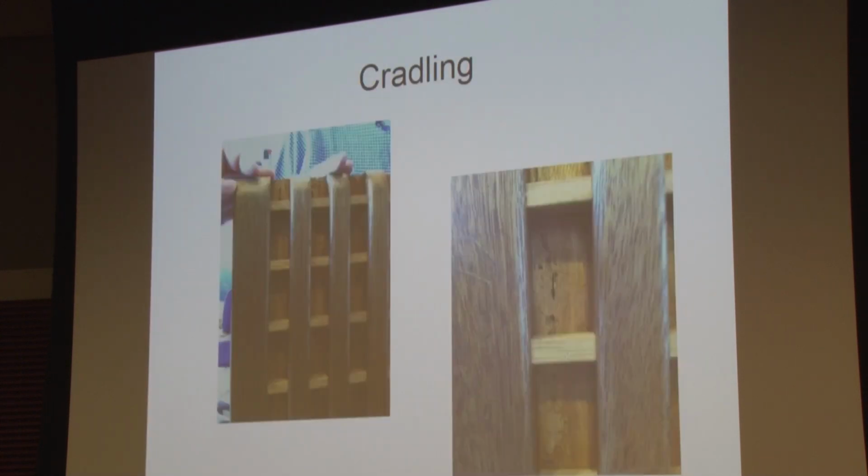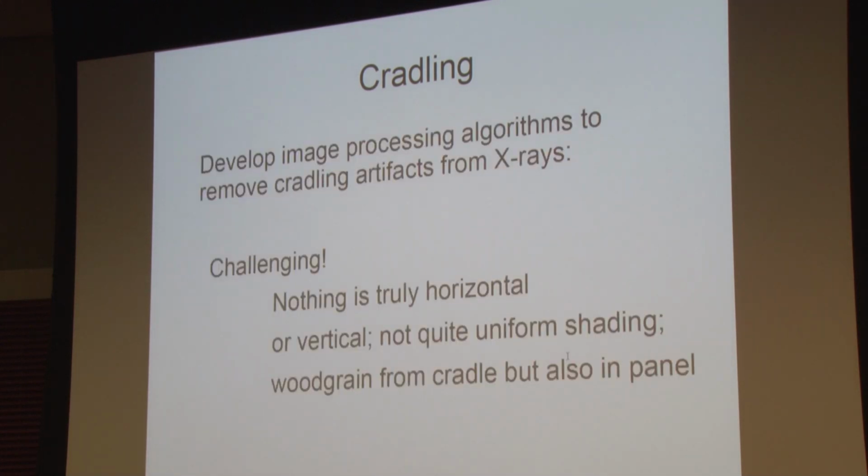So I said, well, I've never seen that in publications. They say, no, we spent hours and hours and hours in Photoshop trying to remove that before we publish it. So I said, well, maybe we can do that automatically. Of course, again, it was not as easy as you might think. It's never truly horizontal, never truly vertical.